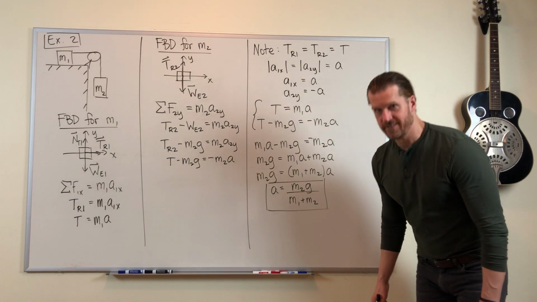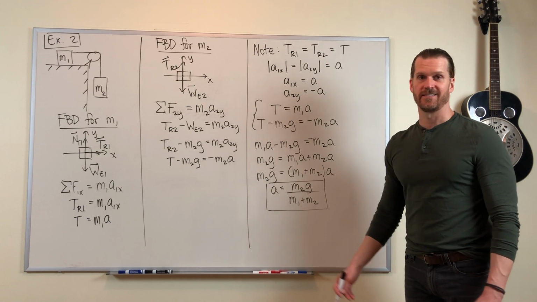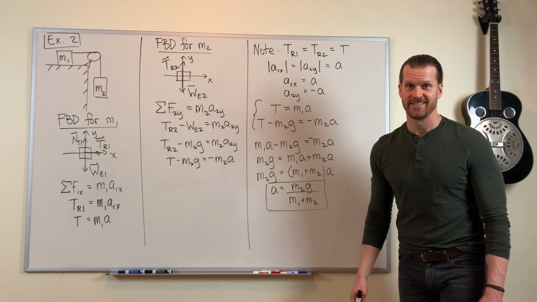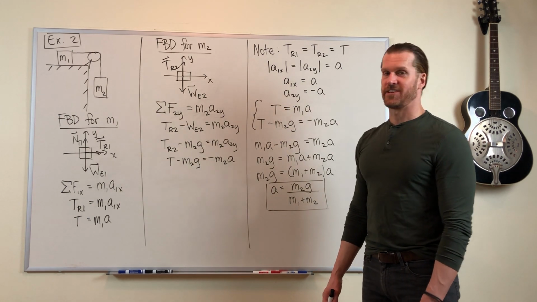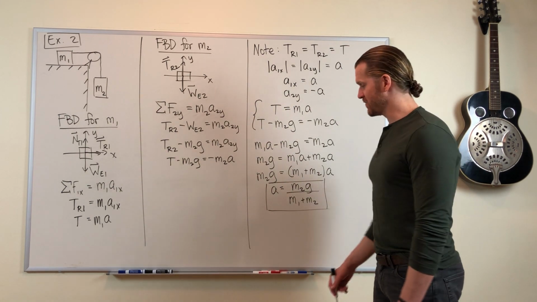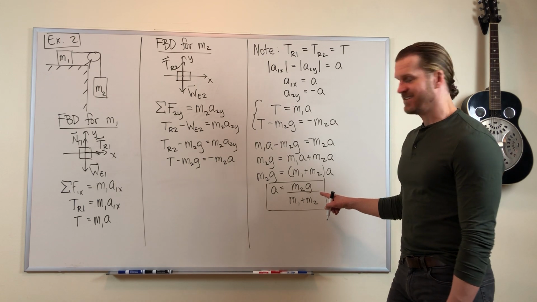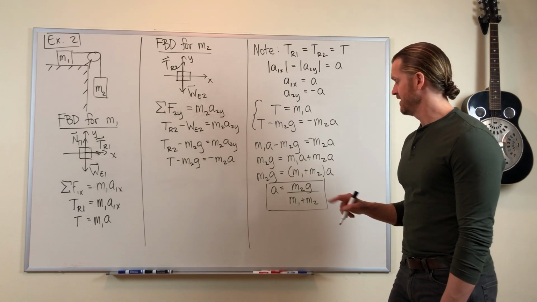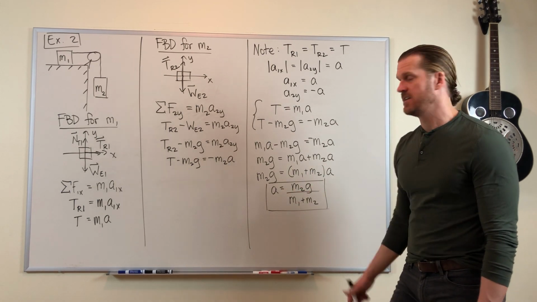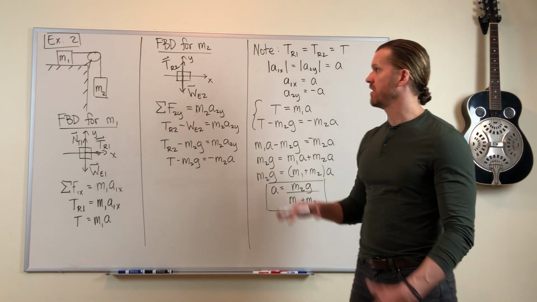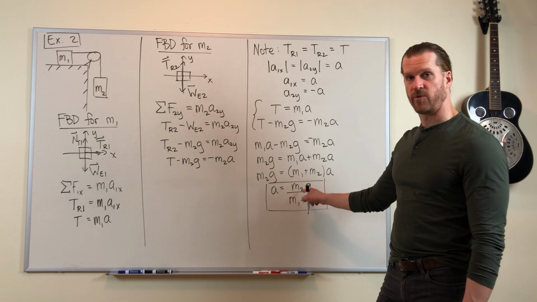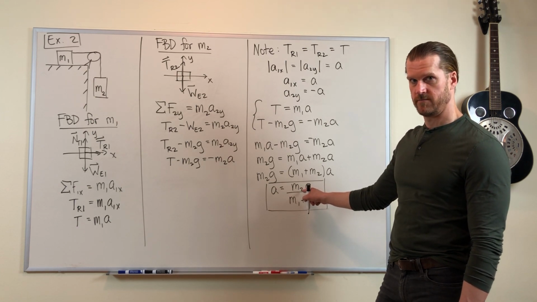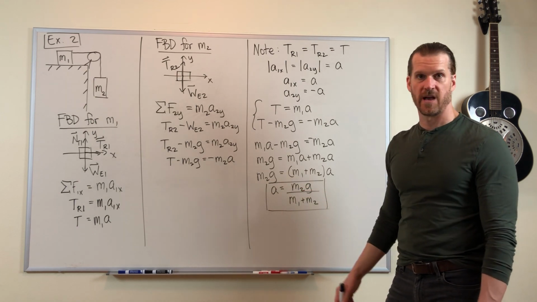After all that work, the final answer we get is not that complicated. And in fact, if you were to think about this a little bit, you might be able to guess that answer. This answer is saying that the acceleration of this system of objects equals the gravity force on mass 2 divided by the total mass of the system.